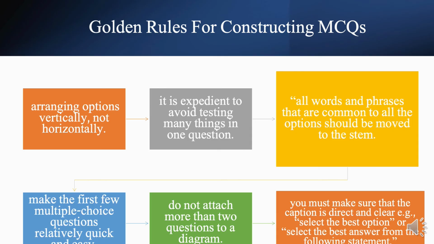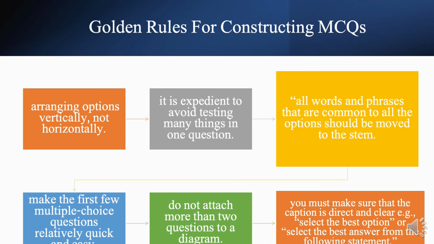Let's look at the golden rules for constructing MCQs. There are many. I think you have at least 20 or more of these rules. However, here we've only mentioned 6. So since we have 6 here, you have to just look at these 6 and go and read more from the link I'll be giving you. I may not want to go through all these, but I'm just saying arranging options vertically, which we have done. It is expedient to avoid testing many things in one question. Let a question test one item.